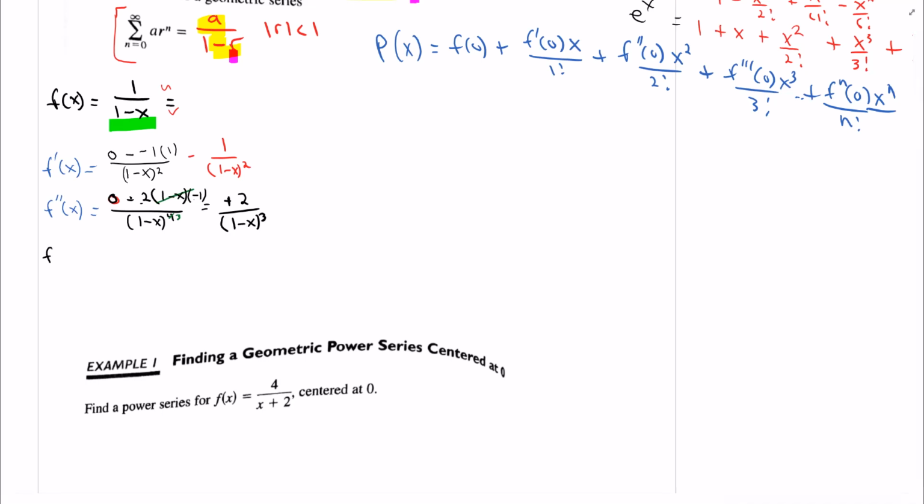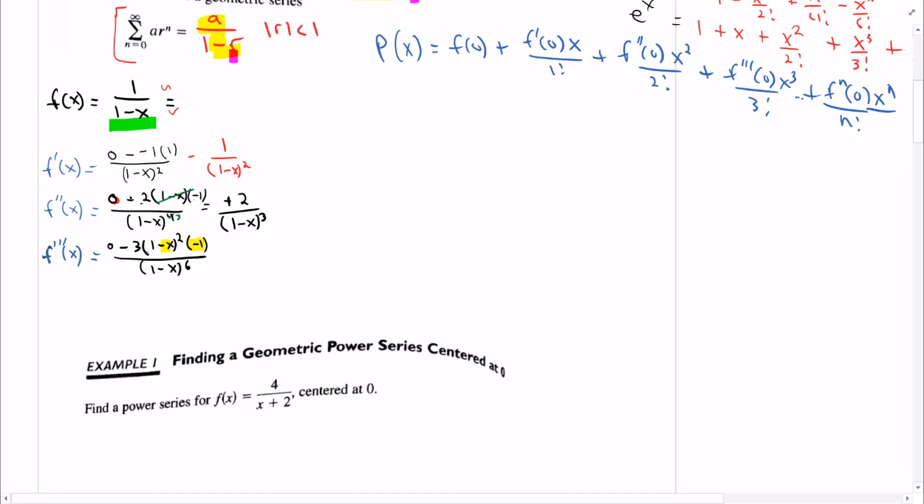F triple prime, let's stop after 3, because we should be able to see the pattern after this maybe. If not, we'll do another one. It's the derivative of this guy, where the derivative of 2 is 0. So 0 minus the derivative of this is 3 times 1 minus x squared times negative 1. That's what I missed last time, right? We're taking the derivative of the inside, which gives us negative 1. All divided by 1 minus x to the 6th power, right? That's 1 minus x cubed raised to the 2nd power.